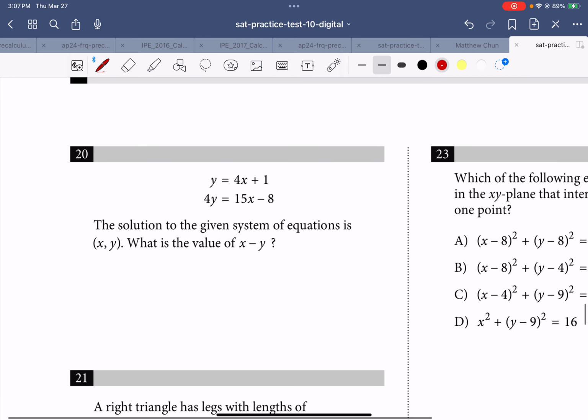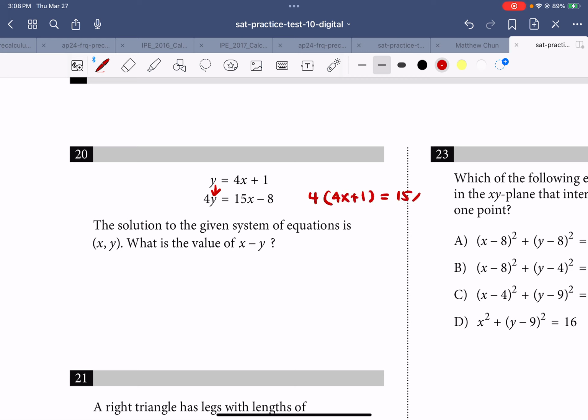Number 20. So a system of equations. What is x minus y? You can just substitute here. So 4x plus 1 equals 15x minus 8. So 16x plus 4, 15x minus 8. So when you solve for x, x equals negative 12.